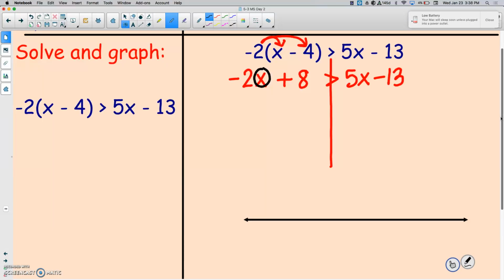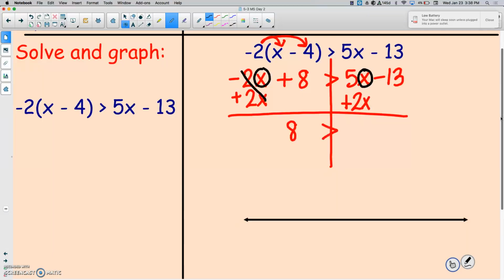So when you see parentheses in your equation, that should be your first step. Distribute and take care of those parentheses first. Now I have variables on each side like we did in the previous two problems. So the smaller variable is negative 2x. So I add 2x on both sides to cancel it out.